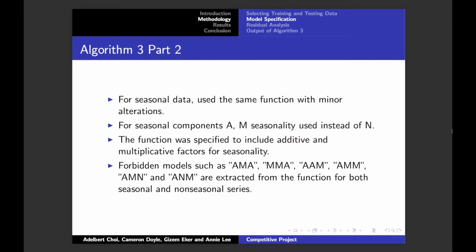For the seasonal data, we used the same function but with minor alterations. We specified the function to include additive and multiplicative factors for seasonality. Forbidden models such as AMA, MMA, AAM, AMM, AMN, and ANM were excluded from the function for both seasonal and non-seasonal series.